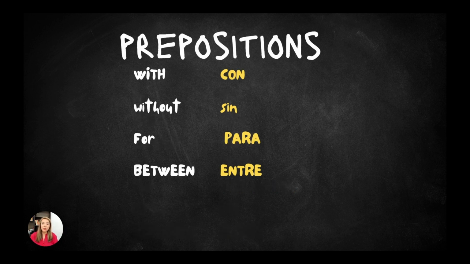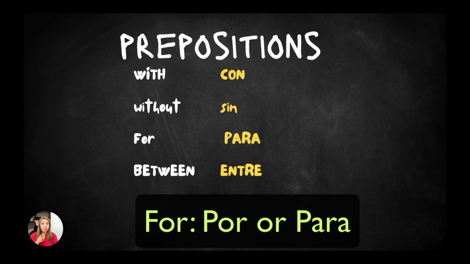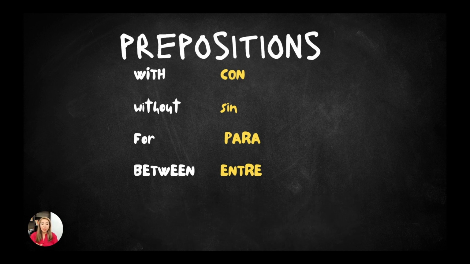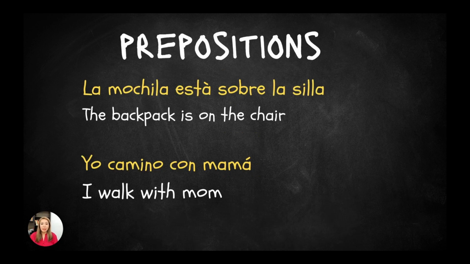In this lesson, we're going to be focusing on these four prepositions: with, con, without, sin, for, para. Now, for could also be por, but in this lesson, we are not going to be looking at por, only para. Between, entre. So if we take a look at a sentence such as la mochila está sobre la silla.